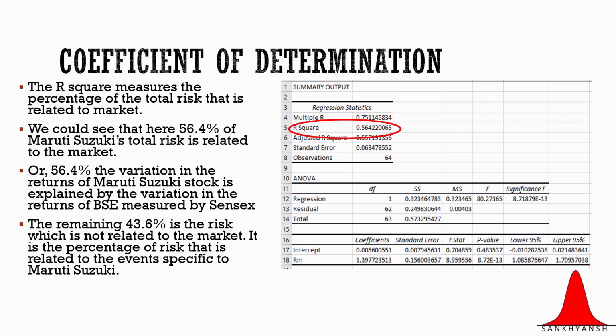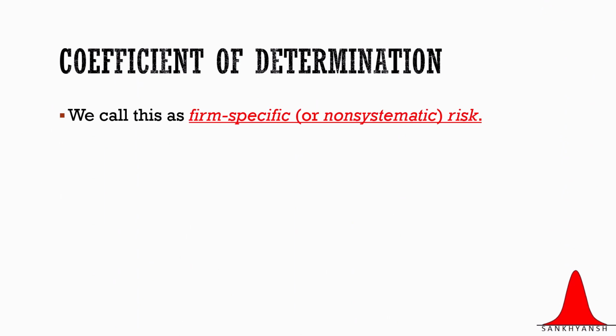So the remaining 43.6%, we call it the risk which is not related to the market. Or in other words, it is the percentage of risk that is related to events specific to Maruti Suzuki. For example, the strategies or actions taken by Maruti Suzuki. So this we will call as firm specific risk or non-systematic risk. We've just discussed that beta 1 gives us market related risk, or beta 1 is also known as systematic risk. However, this R square gives us firm specific risk or non-systematic risk.